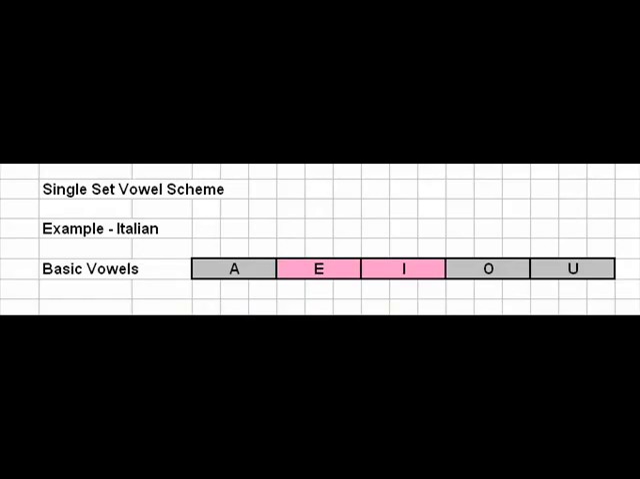So this table summarizes a single set vowel scheme on the basis of Italian. You have one set of vowels, a, e, i, o, u, of which two of them are soft, e and i, and the others are hard, a, o, and u. So if you take, for example, the letters G and C in Italian, they have the sounds g and k respectively before the hard vowels a, o, and u, and they have the sounds j and ch respectively in front of the soft vowels e and i.